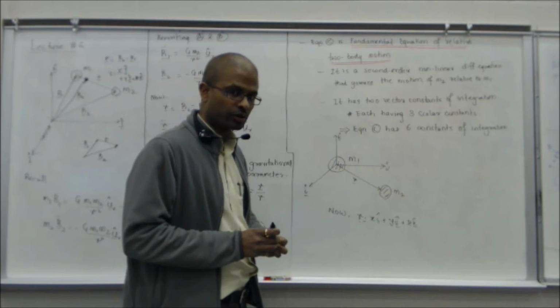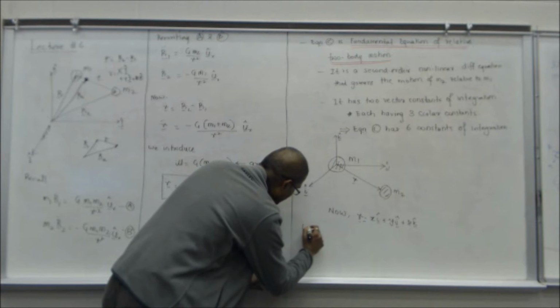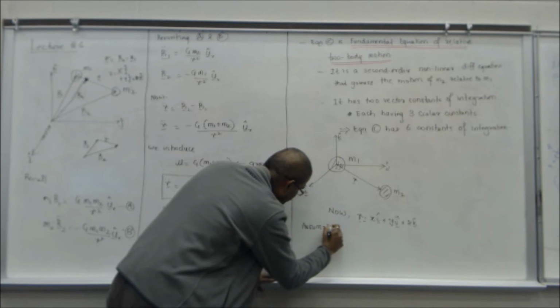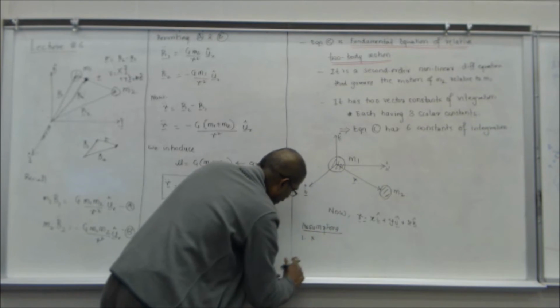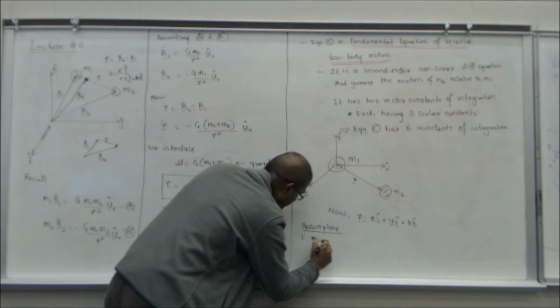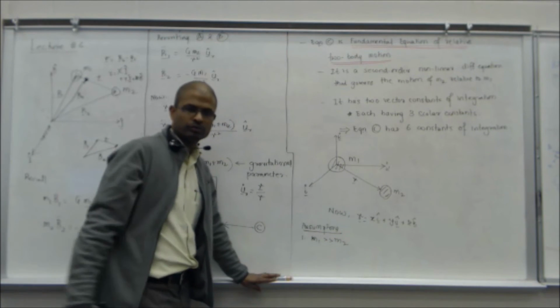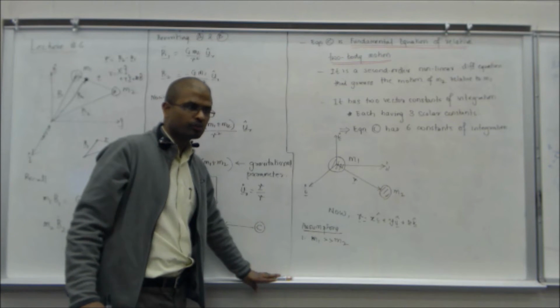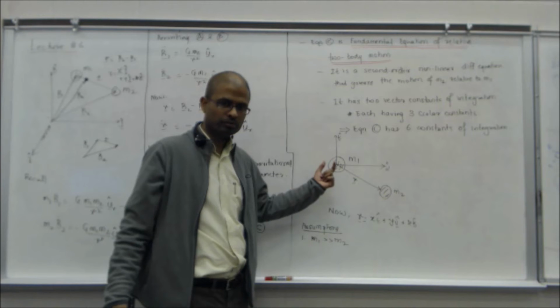Right, so let's do the assumptions. I think assumptions will make things clear. When we do, the assumptions are: one, M1 is much greater than M2. Make sense? Which means everything is in and around M1. Okay?